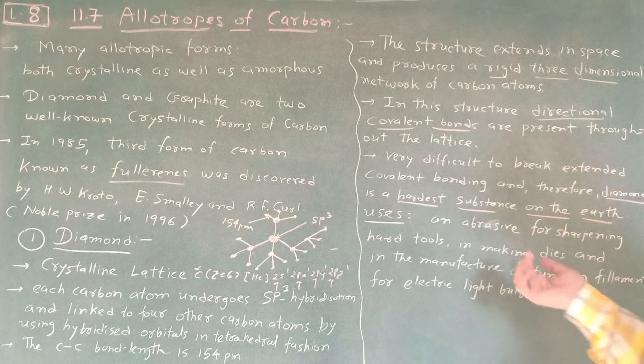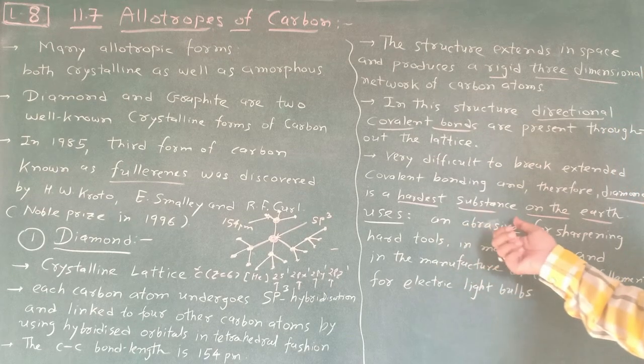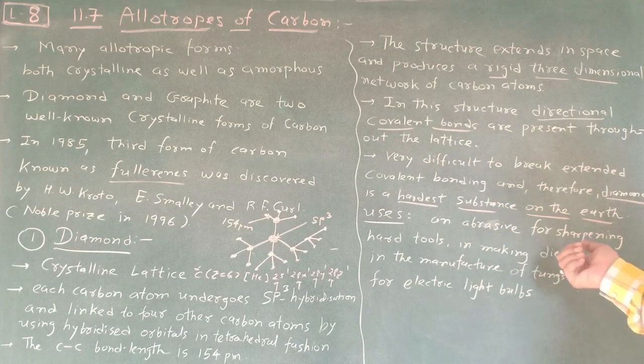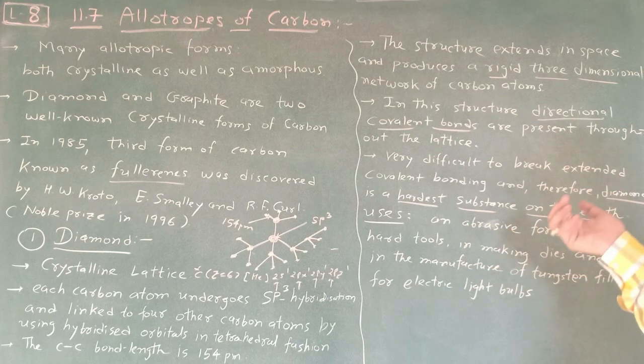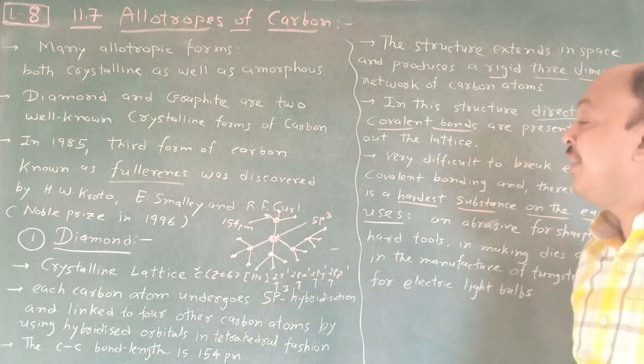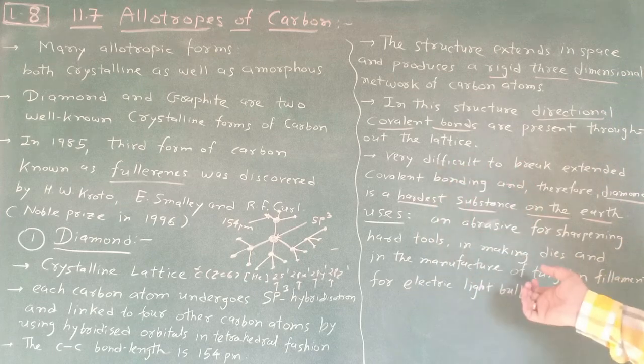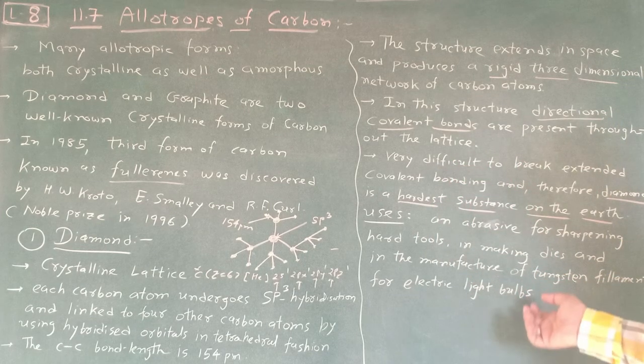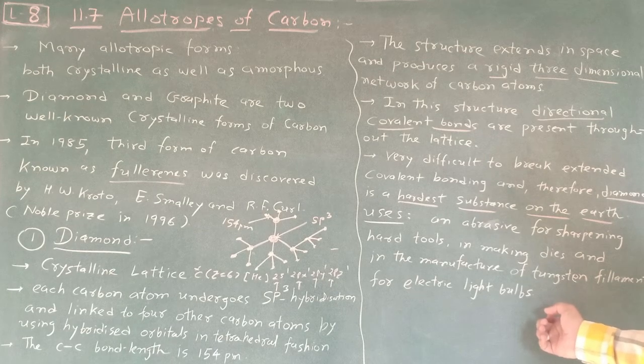Diamond is forever, you know this one, and diamond is the hardest substance on the earth. And that's why its demand is more. Here it is a very important allotrope of carbon, which is discussed in your NCERT book, and this is very, very important. Remember the crystalline lattice structure.